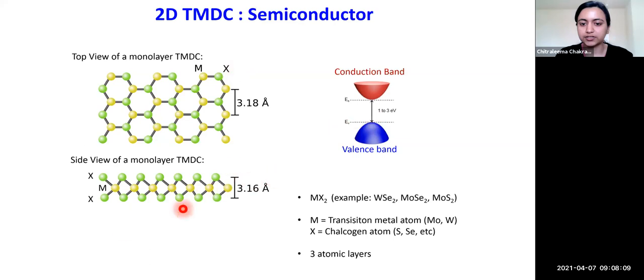These materials are not atomically thin, but a monolayer of TMDC is 3 atoms thick. This is evident if you look at the side view here. You have a layer of transition metal atoms, represented by these yellow atoms, sandwiched by 2 layers of the green chalcogen atoms. Today we'll briefly go over some of their optical properties that appealed to our group and most other groups in the solid state optics research community.